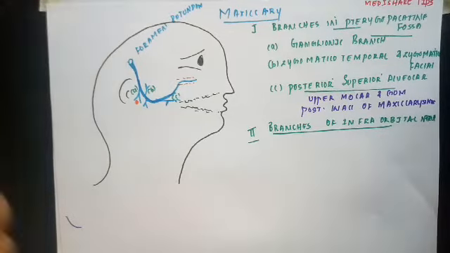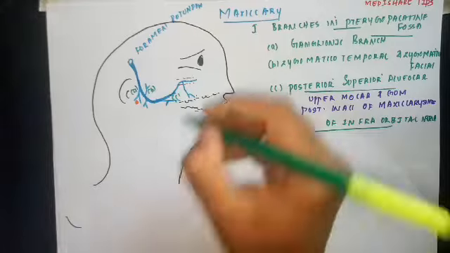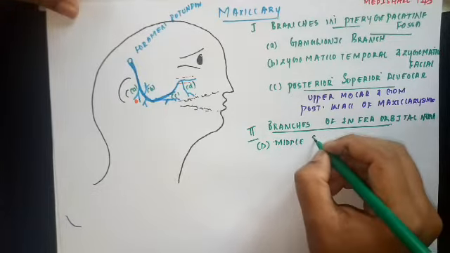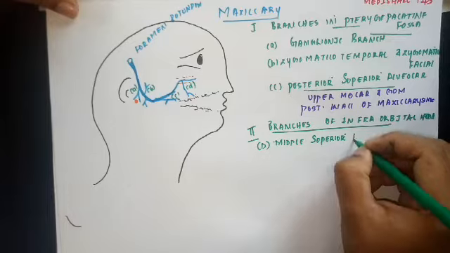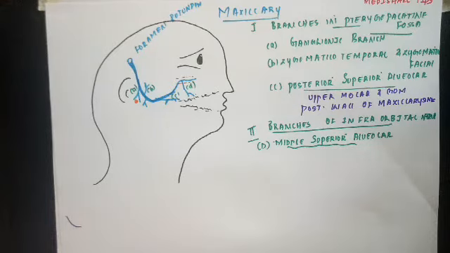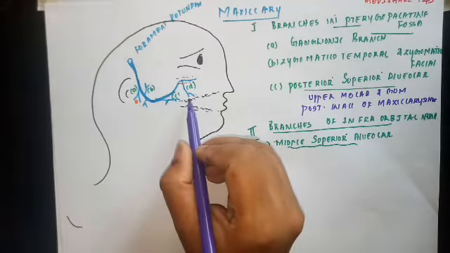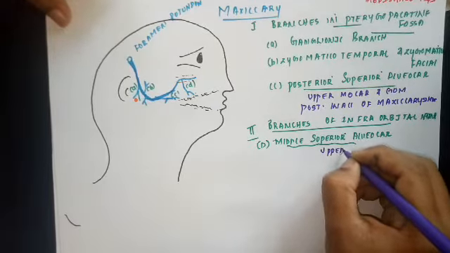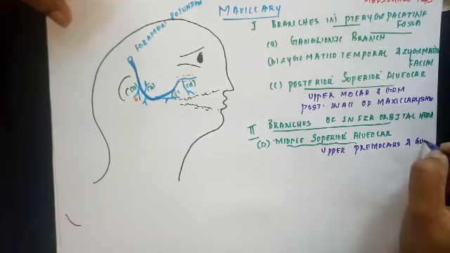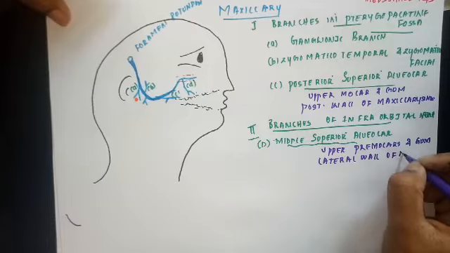Here it gives out branches like the middle superior alveolar nerve, labeled as D. The middle superior alveolar nerve supplies the upper premolars and the adjacent gum, and the lateral wall of the maxillary sinus.